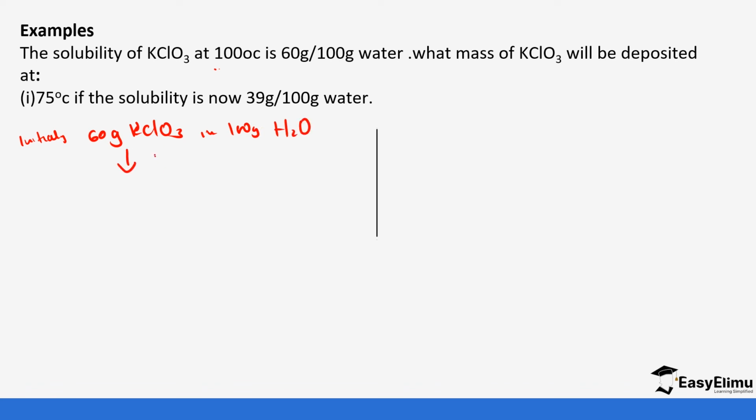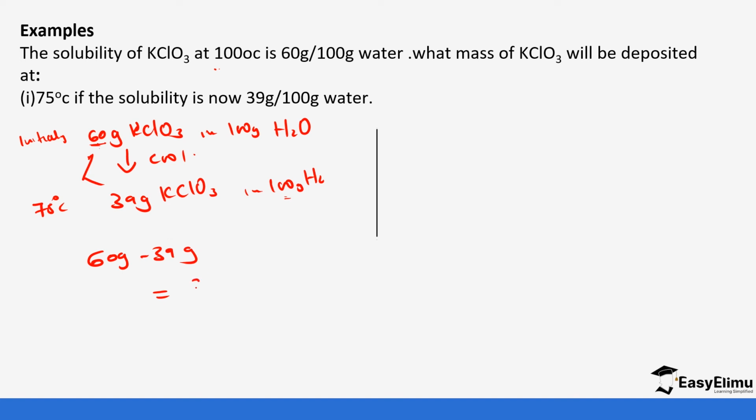And then if we cool this solution, its solubility at 75 degrees Celsius becomes 39 grams of potassium chloride in 100 grams of water. So you see the mass that can be dissolved in the water decreases gradually. It tells you not all the 60 grams will still remain in the water. Some of them will crystallize out. So what you are going to do is subtract: 60 grams minus 39 grams, which will give you 21 grams. So 21 grams of the potassium chloride is the one that is going to crystallize out.